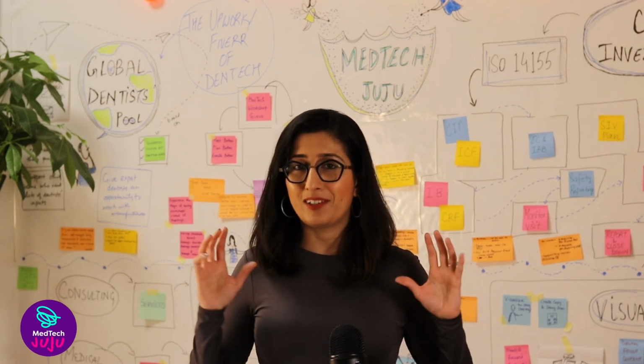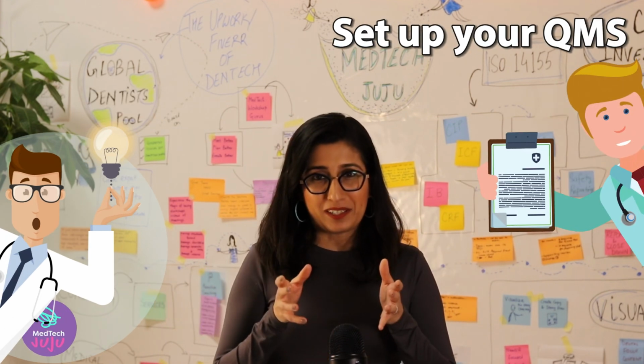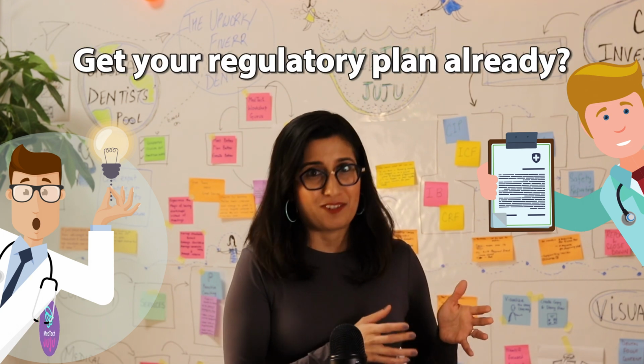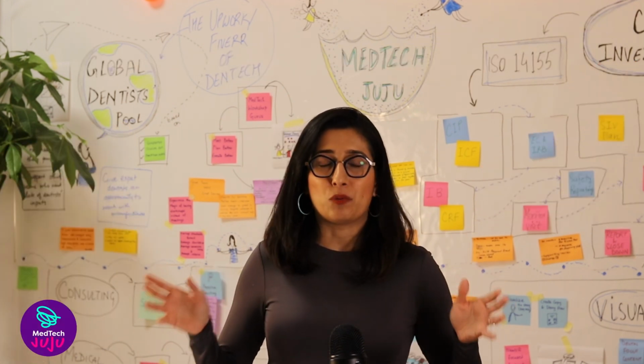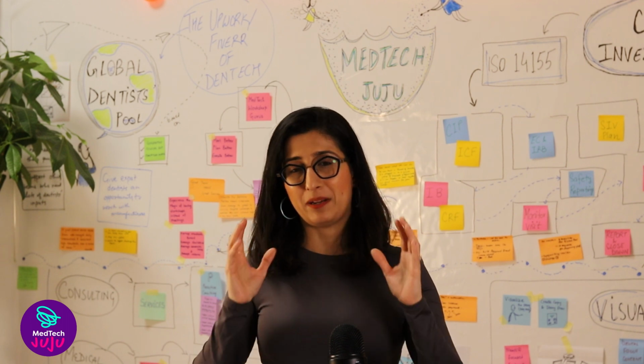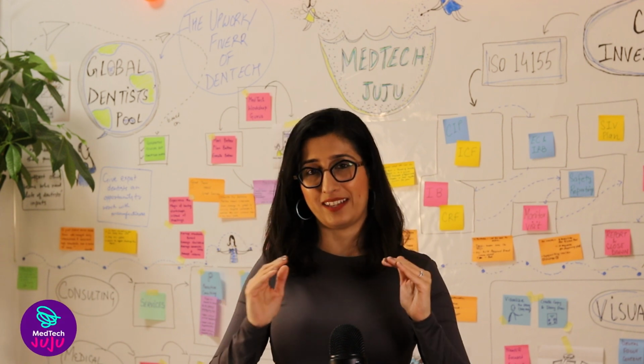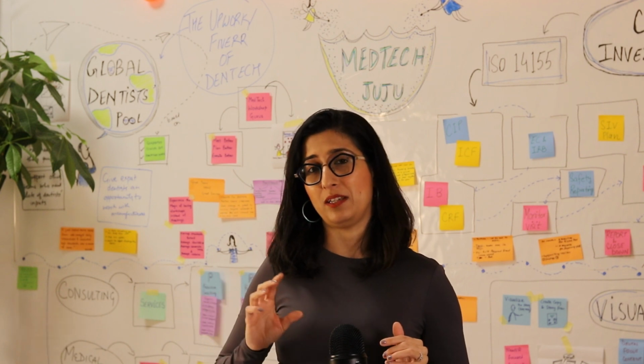You're going to hear a lot of different kinds of advice: get your IP in place first, set up your quality system first, think about your regulatory plan already. It's a confusing world. Each step is equally important, but at some point, things need to be organized and structured in a way that makes sense. None of the steps, though, need to be skipped.